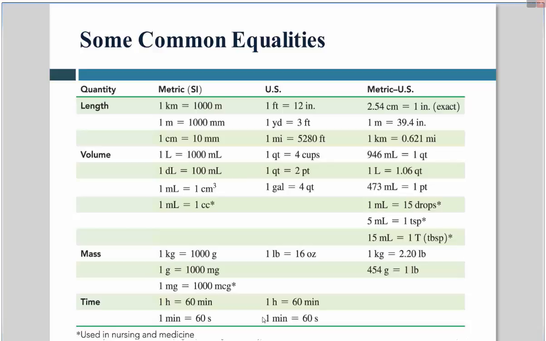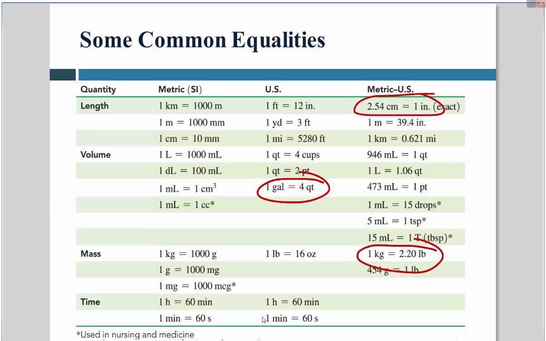So here's just a big list of different equalities that you might be aware of. 2.54 centimeters are in an inch. There's 4 quarts in a gallon. One that you might want to pay attention to is 1.1 kilogram is 2.2 pounds, and so forth. So you see that there's a million conversion factors out there. There's a million equalities out there.